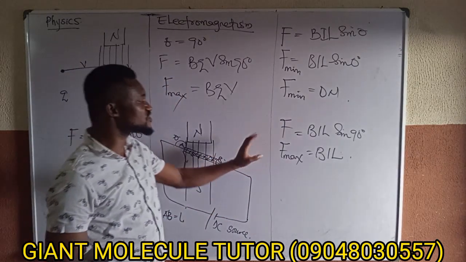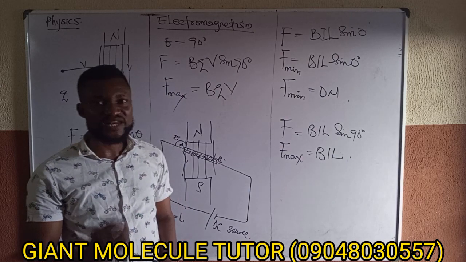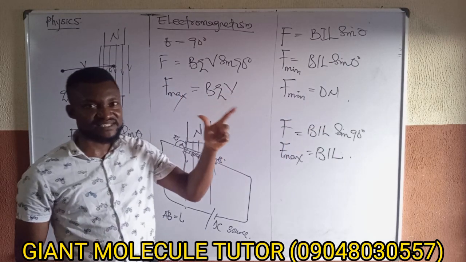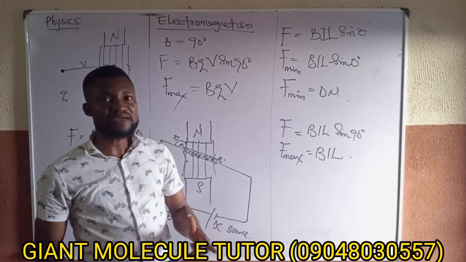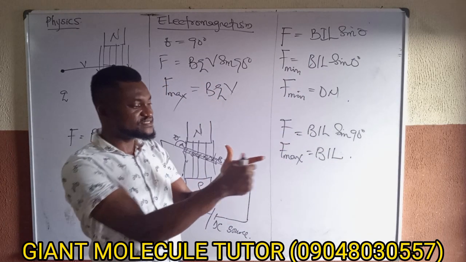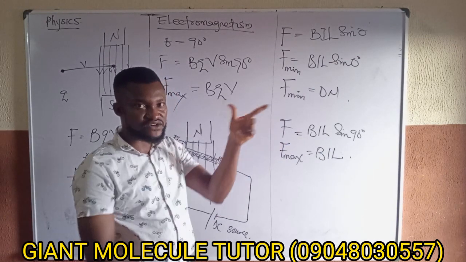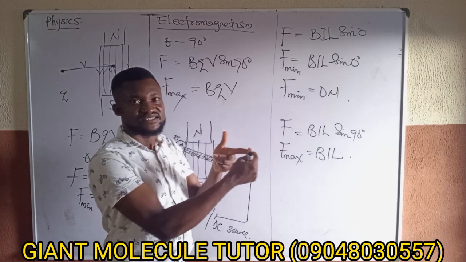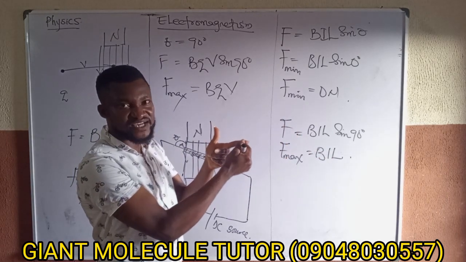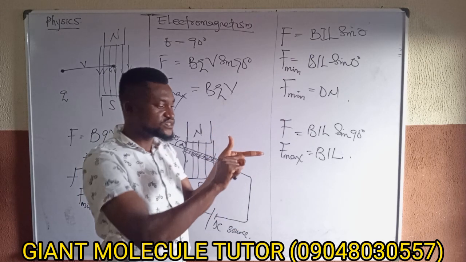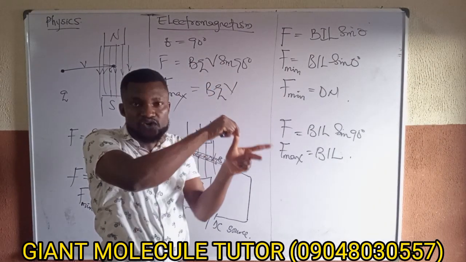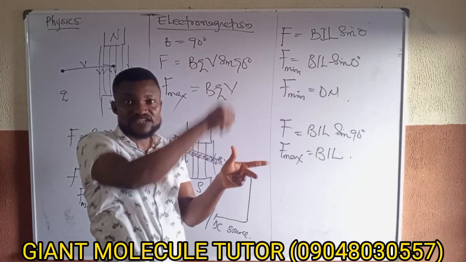Now, for us to get the direction of this force, we have to apply Fleming's left-hand rule. This is the left hand. What does Fleming's left-hand rule say? It says that if your first three fingers are mutually at an angle of 90 degrees to each other, such that the forefinger, or the index finger, points to the direction of the field, then the middle finger points to the direction of the current. Now the thumb will point to the direction of the force, which is the direction of the motion.